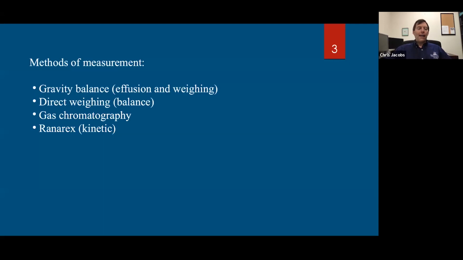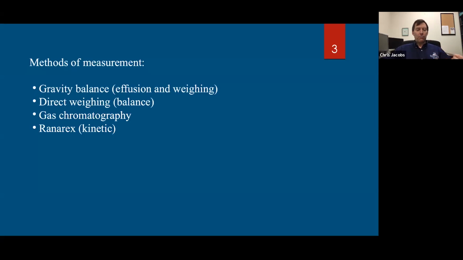The first one I have is called a gravity balance, which follows the effusion and weighing technology. A gravity balance operates on the principle that we measure the pressure exerted by a gas of a given density and the pressure exerted by air of a known density. That means specific gravity is a ratio of those two pressures.